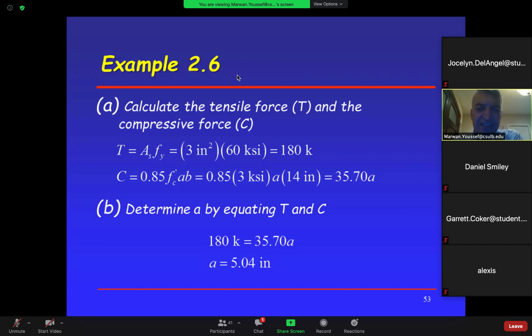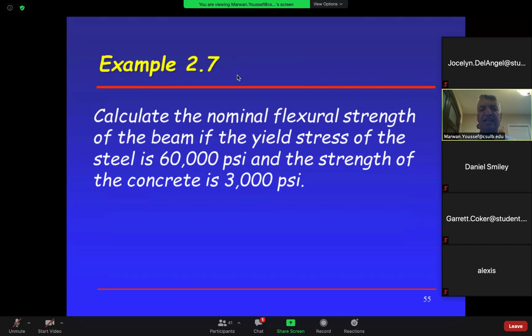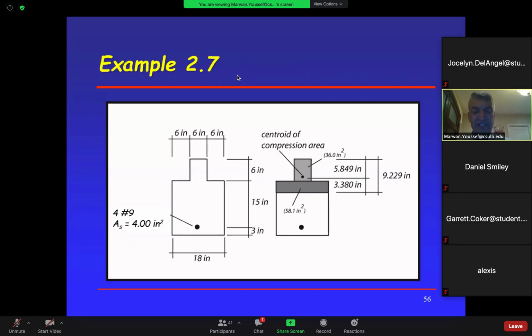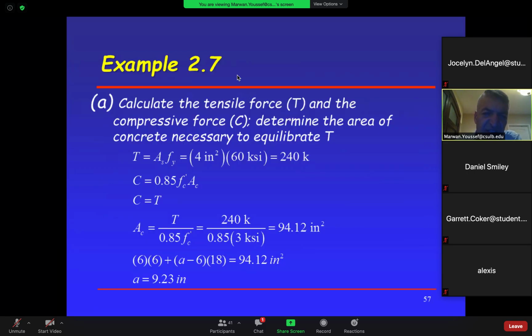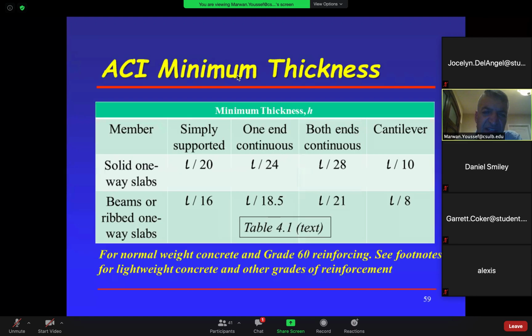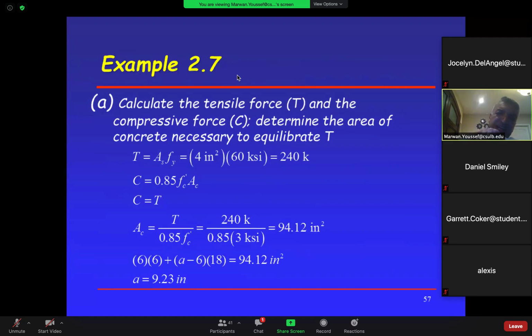All right, so that's that. So let's do a second example. 2.7. Calculate the nominal flexural strength of the beam if the yield stress of the beam is 60,000, again Fy, and the strength is 3,000. Same thing. The only thing they did is change the cross section. All right. Now let me skip this for tonight. I'll come back to that. It's exactly the same thing.